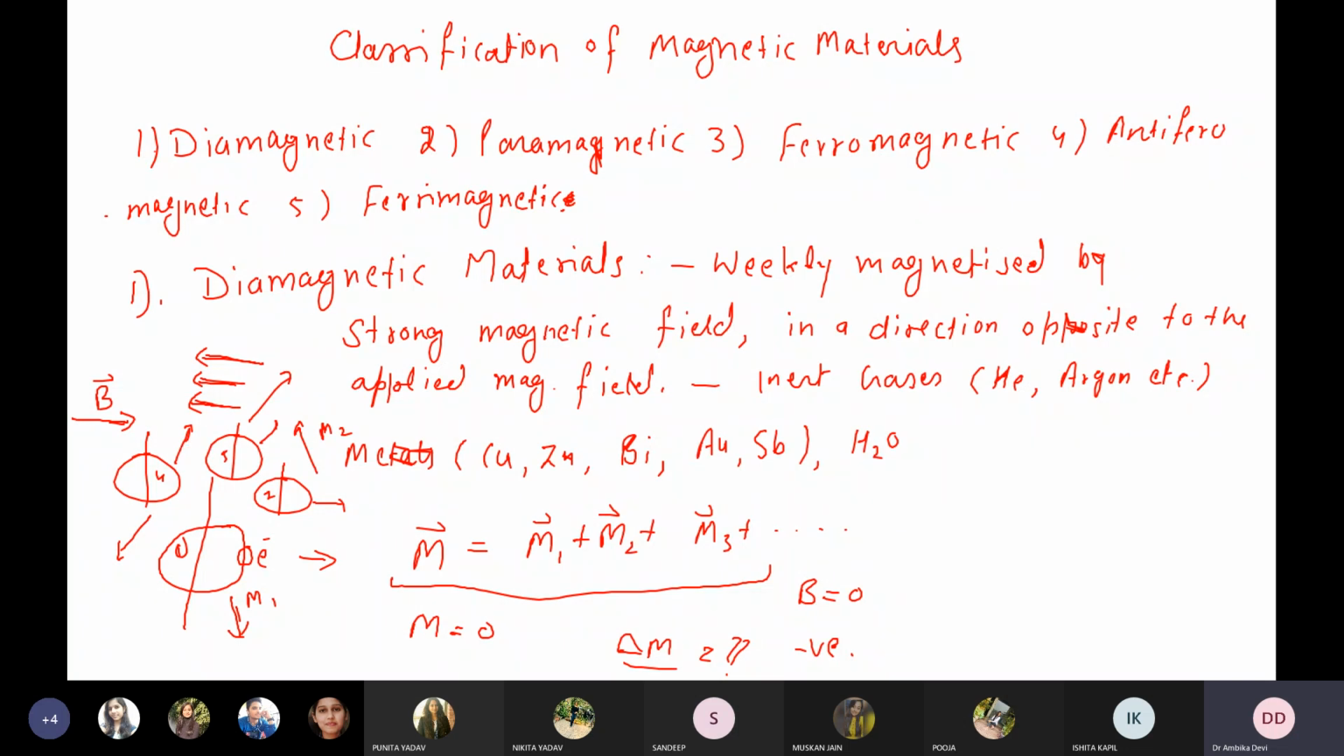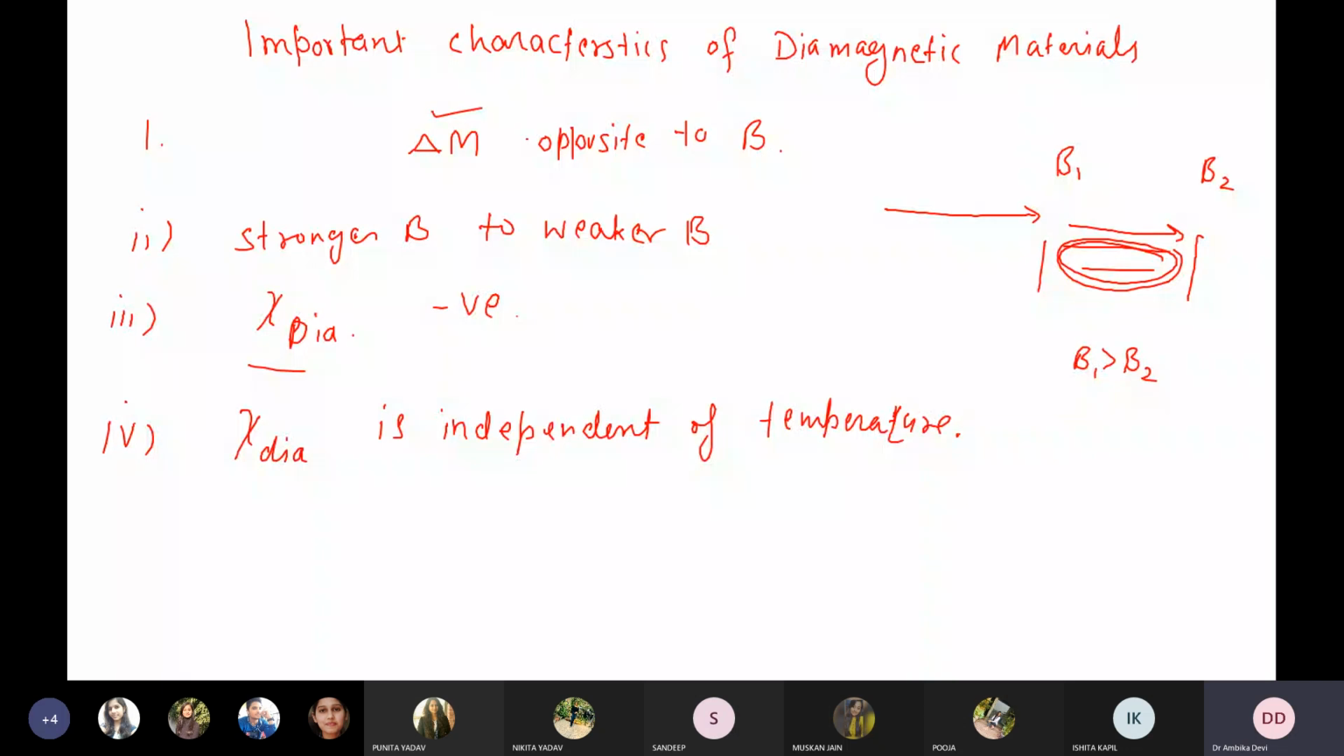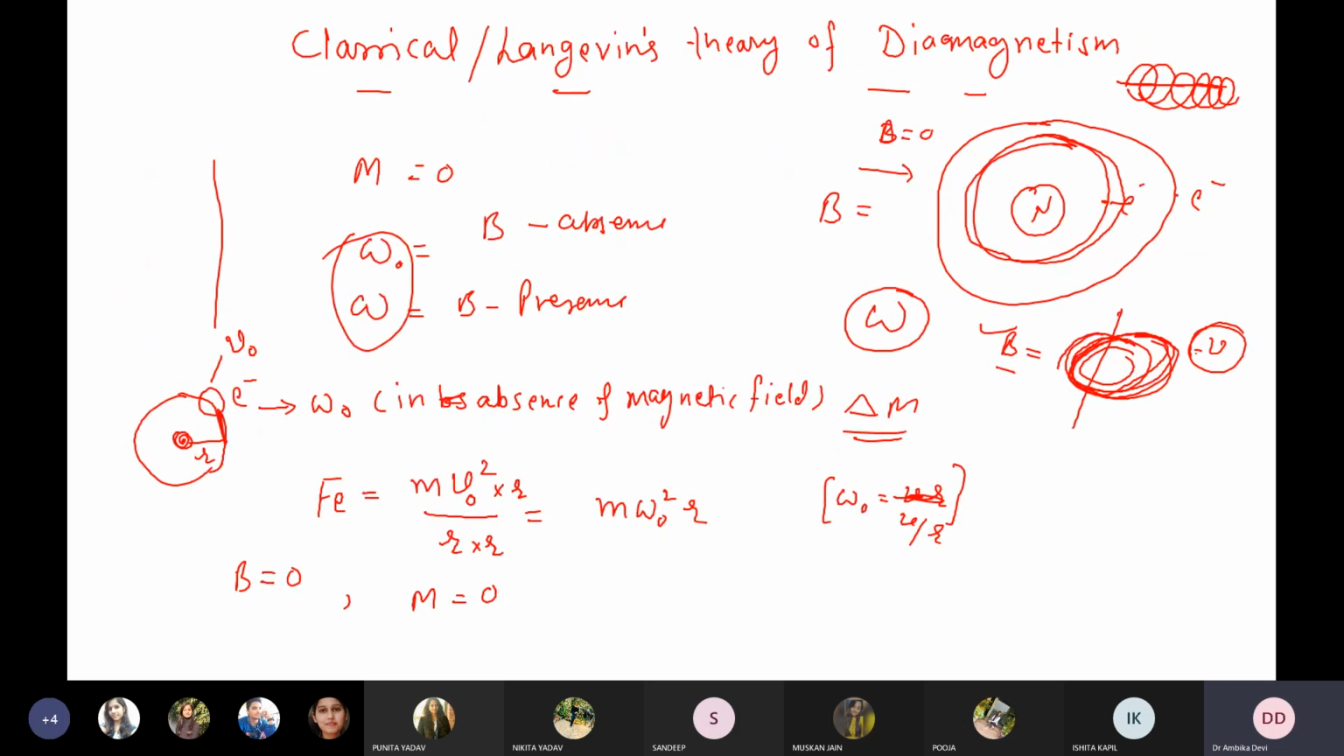Then we talked about the properties, the characteristics of diamagnetic materials. They have a magnetic moment opposite to the direction of the applied field. If any diamagnetic material is kept inside a non-uniform magnetic field, then it will move from the stronger part to the weaker part of the magnetic field. Diamagnetic materials have negative susceptibility. The susceptibility is independent of temperature. These are the characteristics of the diamagnetic material. We started with the Langevin theory of diamagnetism.